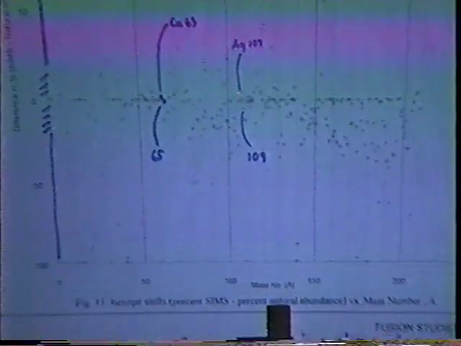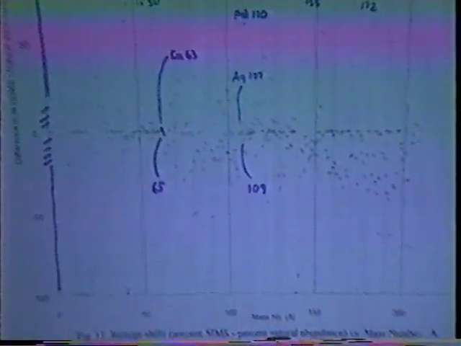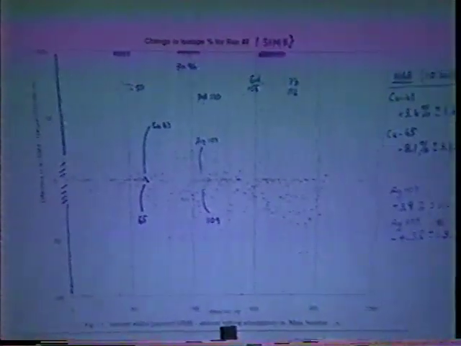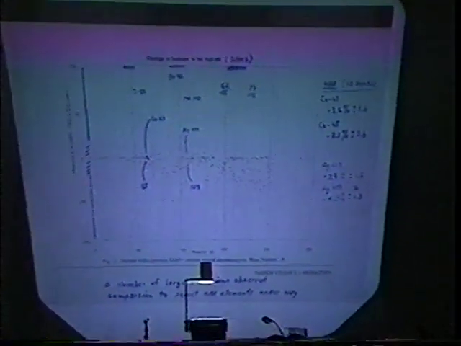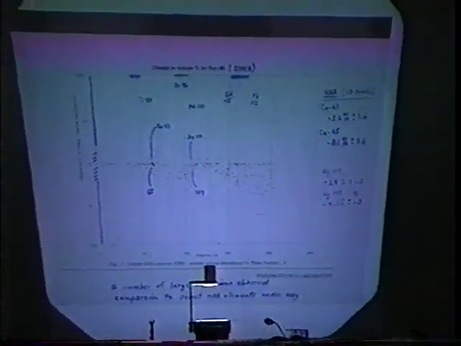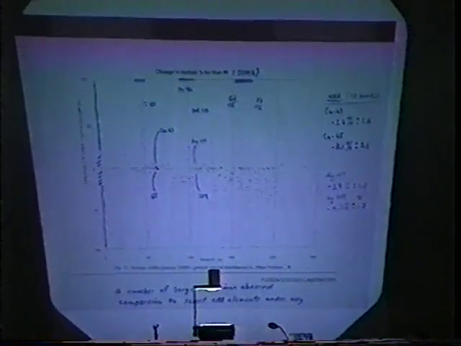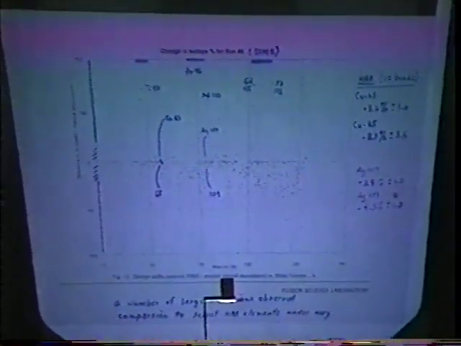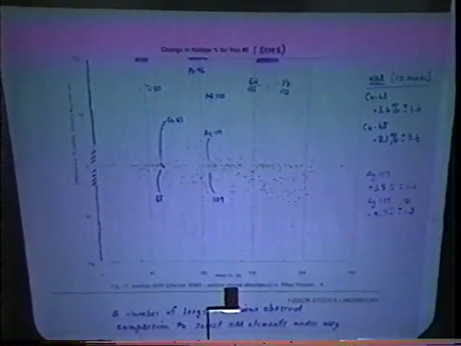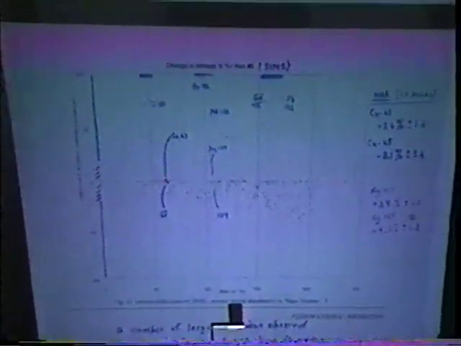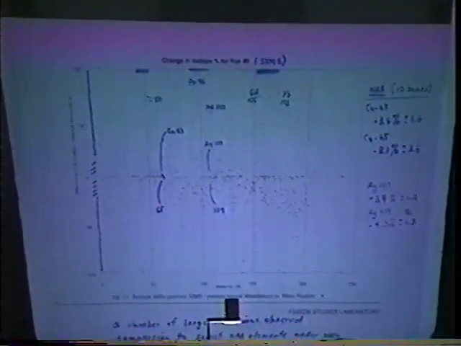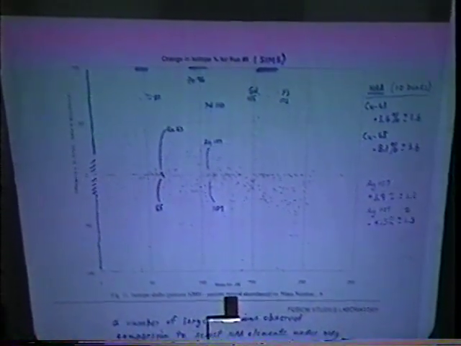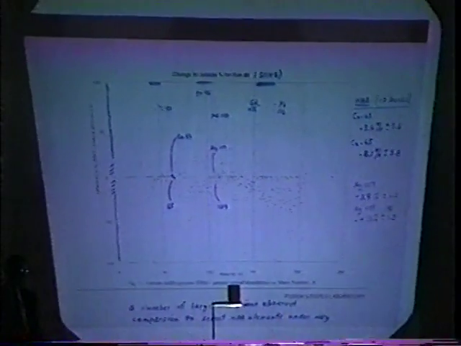Copper and silver we're still picking on. The SIMS measurement on single beads gave something like plus 0.8% for copper 63, minus 0.8% for copper 65. We worried that the SIMS could be very confusing because of the possibility of differential diffusion and other things, and we're only looking at very local spots.